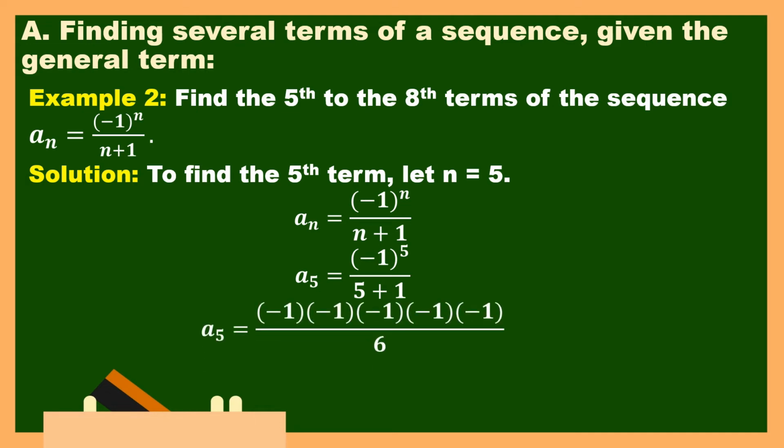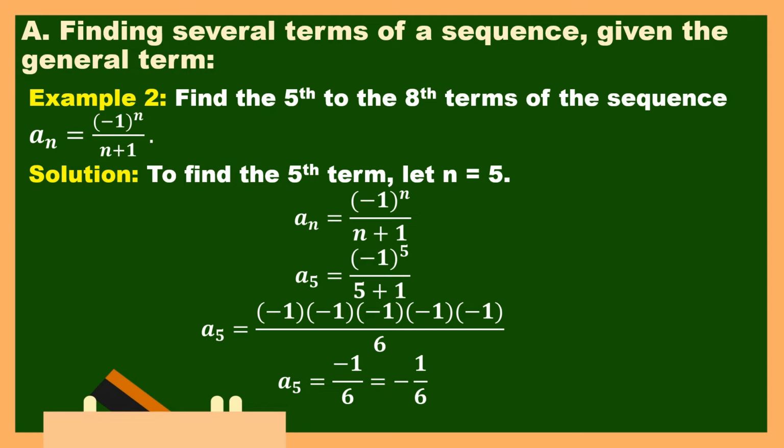Next, a sub 5 is equal to negative 1 times negative 1 times negative 1 times negative 1 times negative 1 all over 6. Kasi ibig sabihin ng exponent doon na 5 ay imo-multiply mo si 1 ng 5 beses sa kanyang sarili mismo. So, a sub 5 is equal to negative 1 all over 6.